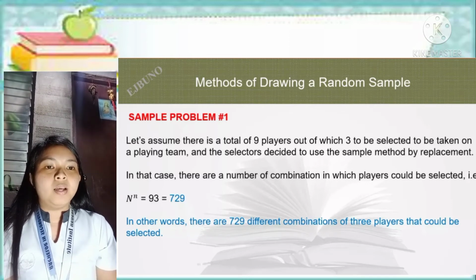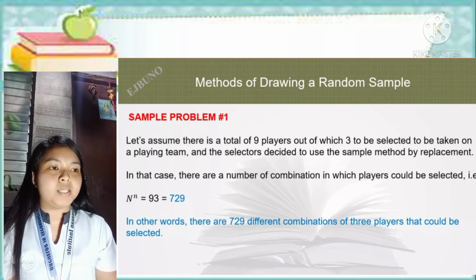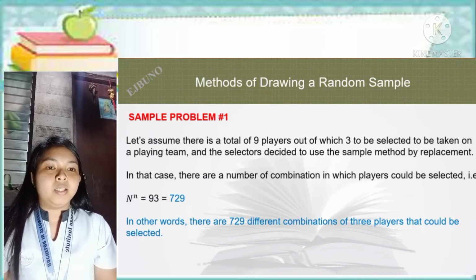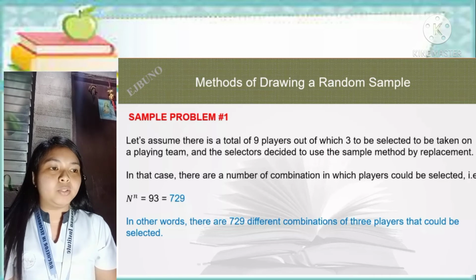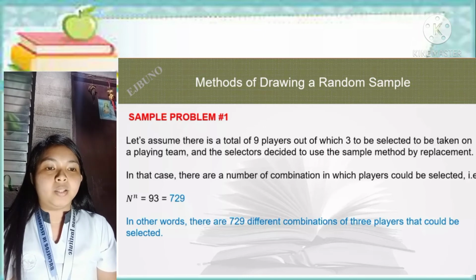Sample problem number 1. Let's assume there is a total of 9 players, out of which 3 are to be selected to be taken on the playing team, and the selector decided to use the sampling method with replacement. In that case, there are a number of combinations in which players could be selected. The number N = n^r = 9 cubed = 729. In other words, there are 729 different combinations of 3 players that could be selected.